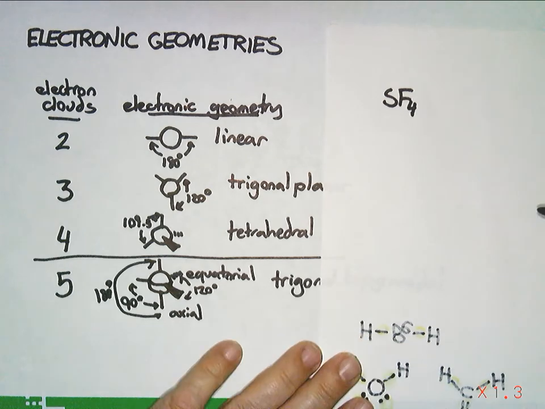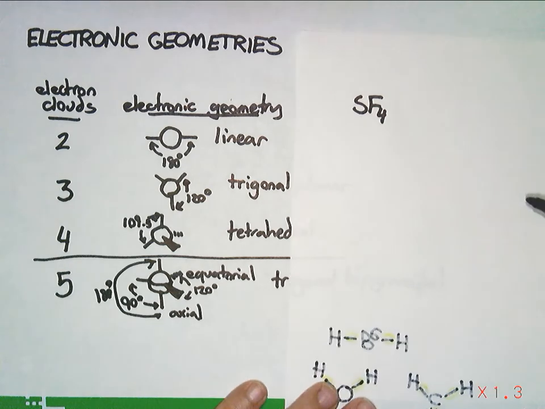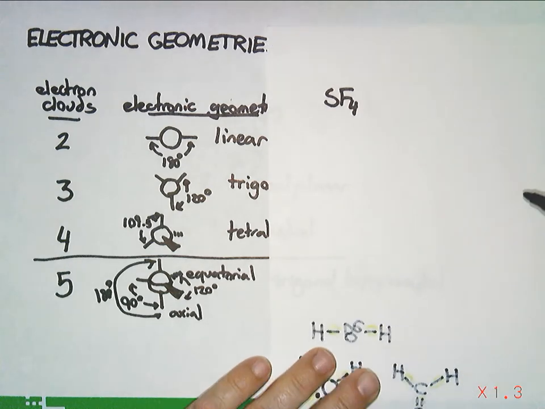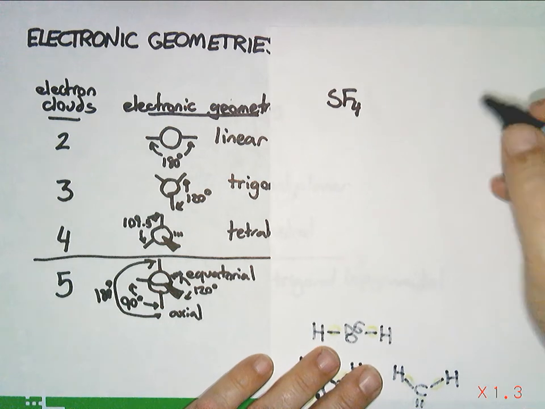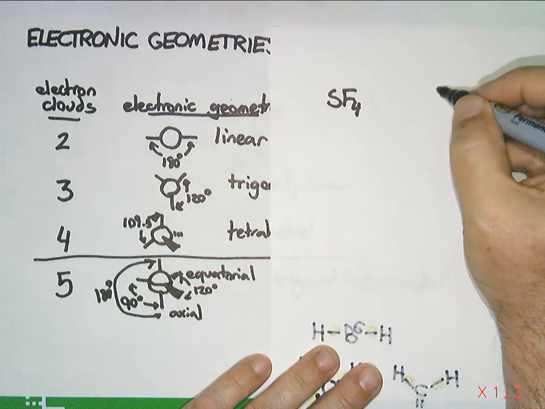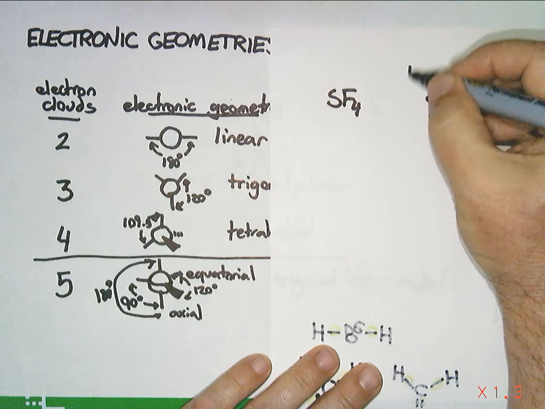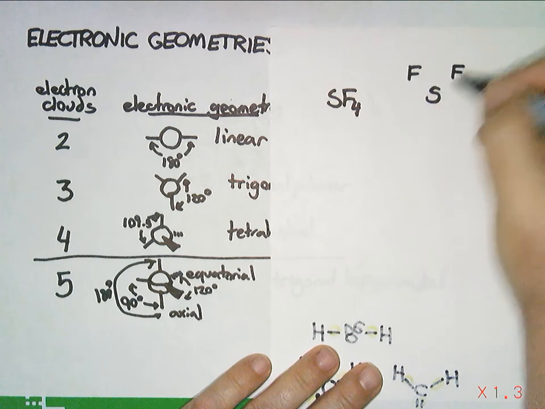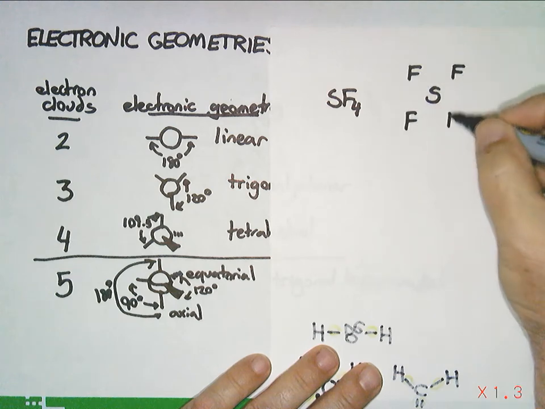Here is a terribly reactive molecule, SF4. Let's do the Lewis structure for it. Step 1, draw the skeleton structure. Sulfur is closer to the center of the table, so I will put the sulfur in the center.